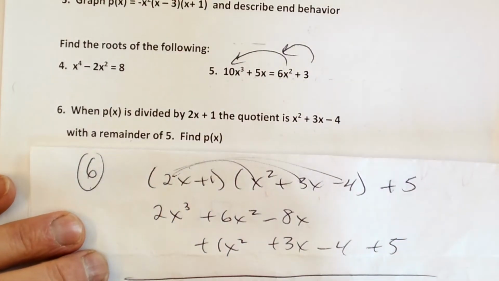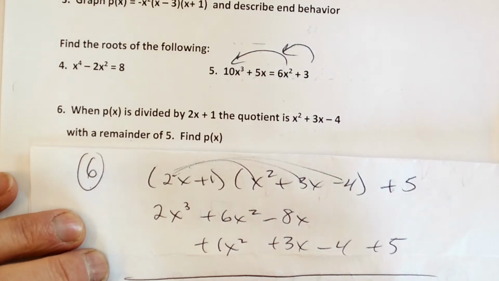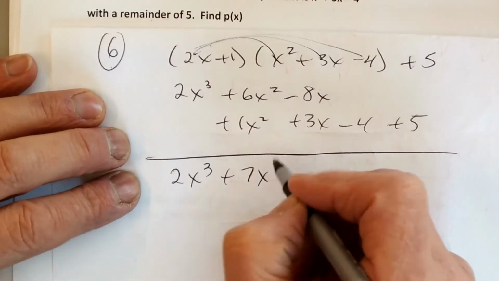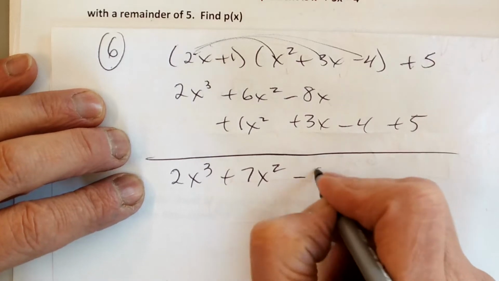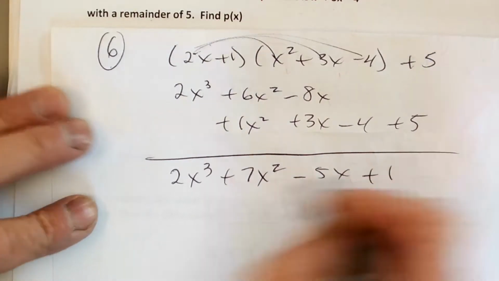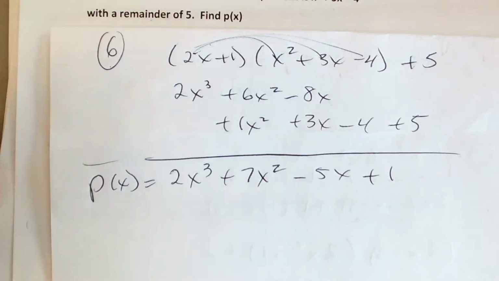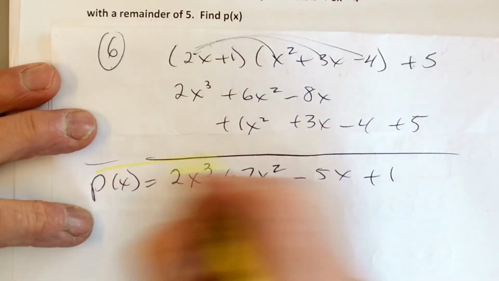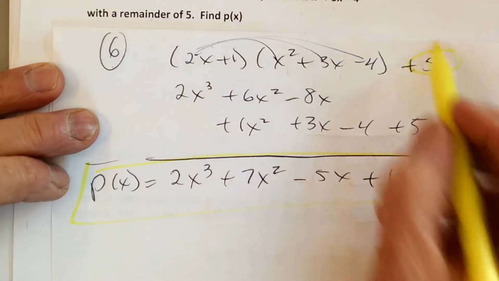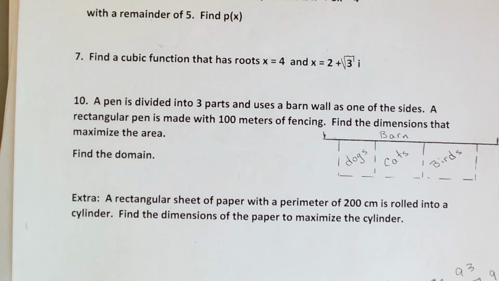Grand answer of 2x cubed plus 7x squared minus 5x, and then plus 1. That's the original polynomial there. Okay, so you just have to multiply the quotient by the divisor and add in the remainder. Got it? Okay, moving on.